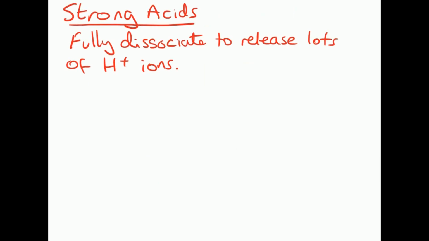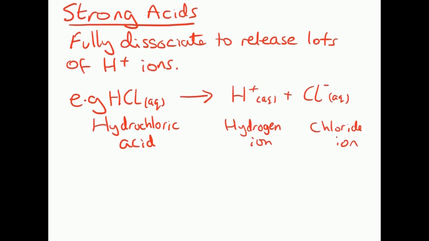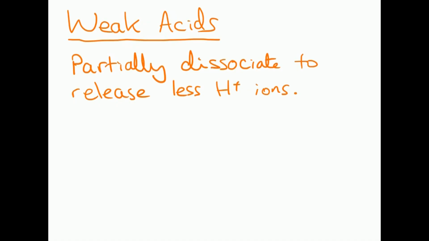So strong acids fully dissociate, that means fully breaks down to release lots of H+ ions, hydrogen ions, and it's these hydrogen ions that make it an acid. The more hydrogen ions there are, the more acidic it is. So if we take the example of hydrochloric acid, HCl, that fully dissociates to produce lots of hydrogen ions and also chloride ions. In the case of weak acids, they only partially dissociate to release fewer hydrogen ions.